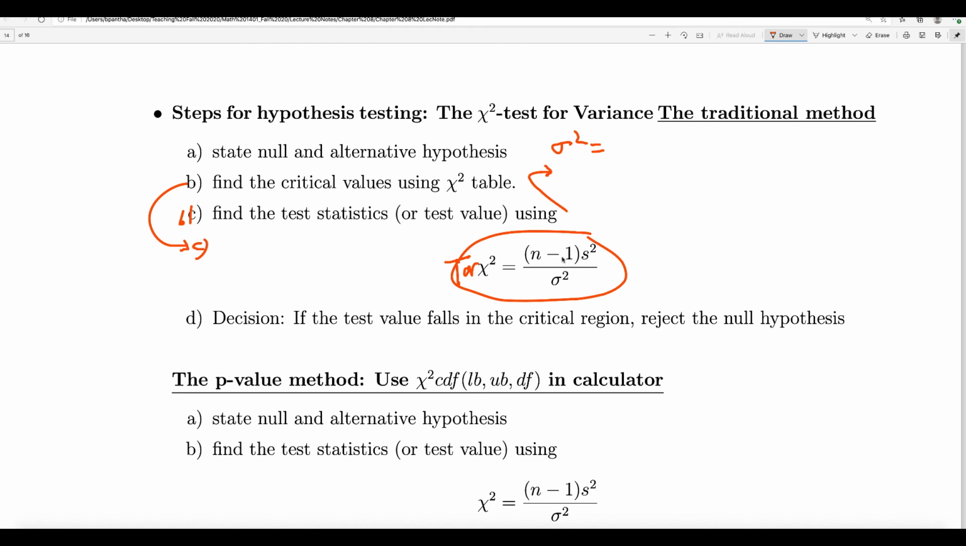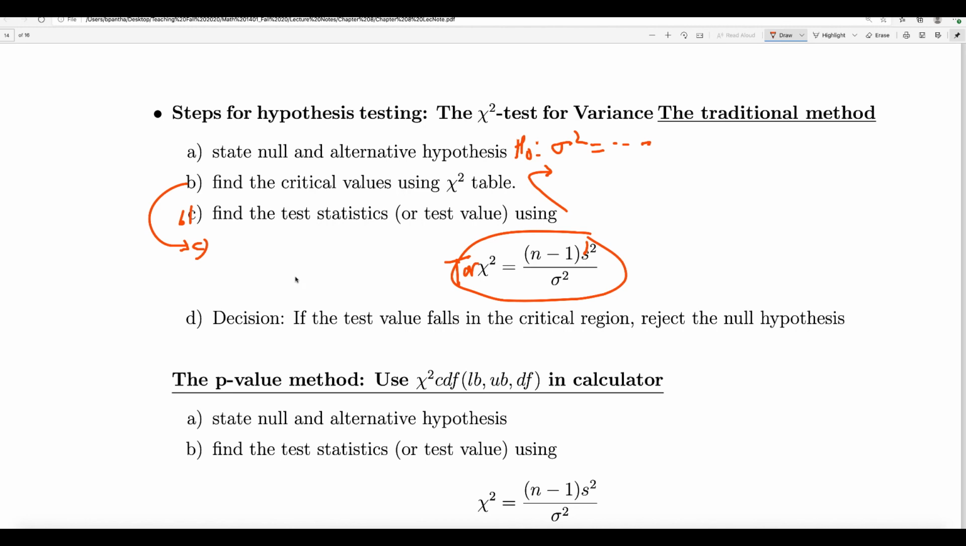N is the sample size minus 1. S square is the sample variance. Sigma square is the population variance, which is given by the null hypothesis, okay? Like 80, whatever is given there, that will be the sigma square. S square is the variance for the sample. If the sample is giving the sample standard deviation, you will have to square it here. That S is the sample standard deviation, okay?